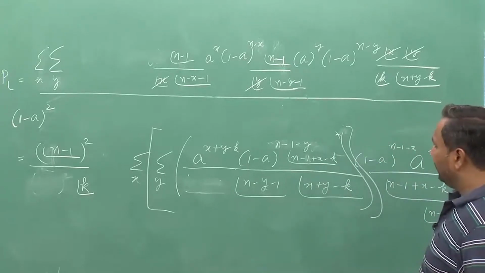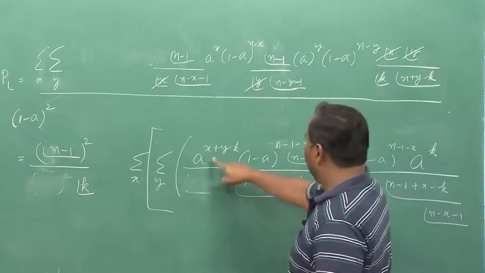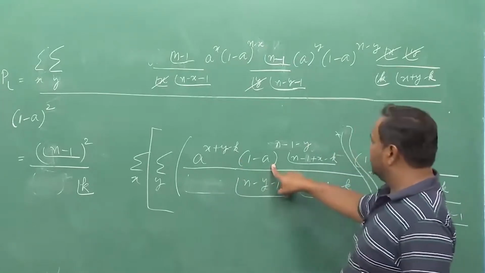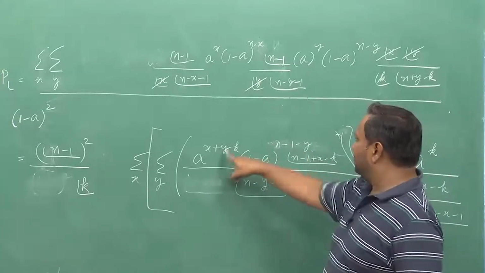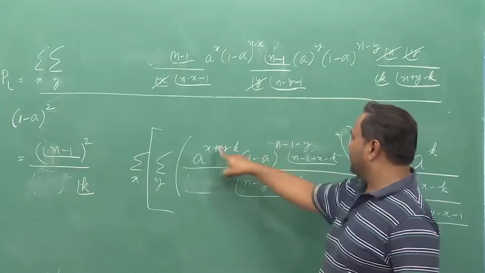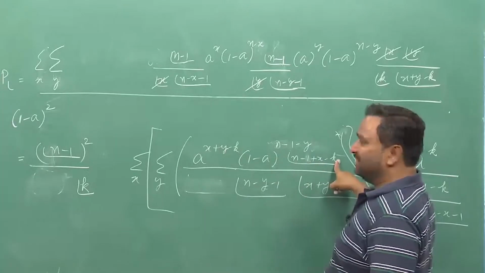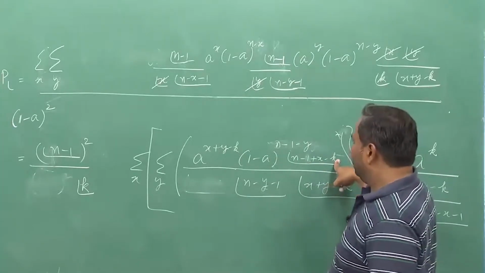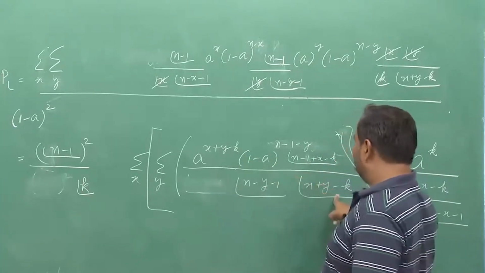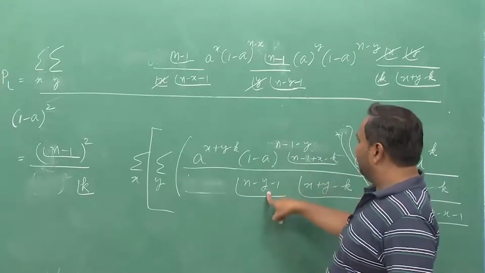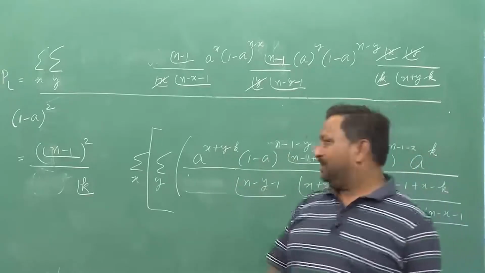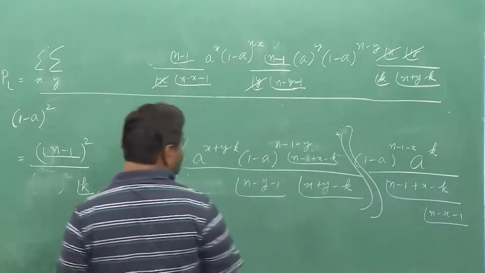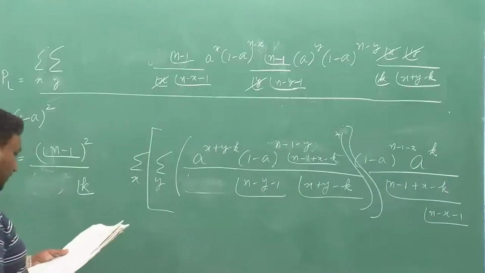This is a complete binomial. You can actually add these two, a and 1 minus a. This turns out to be n minus 1 minus y will cancel with this, n minus 1 plus x minus k. Okay. X plus y minus k is here, n minus 1 minus y is here. So, this forms a binomial actually, but what is the range of y in this case?